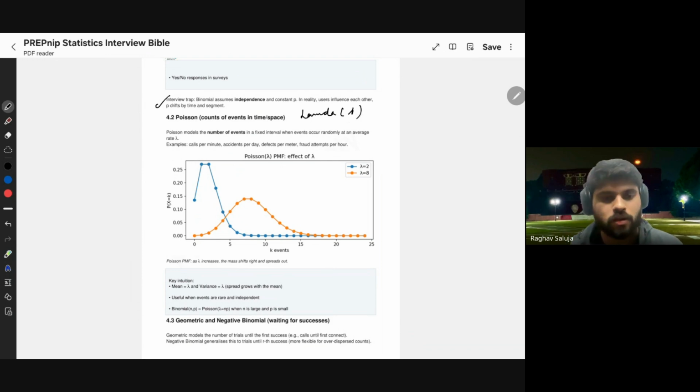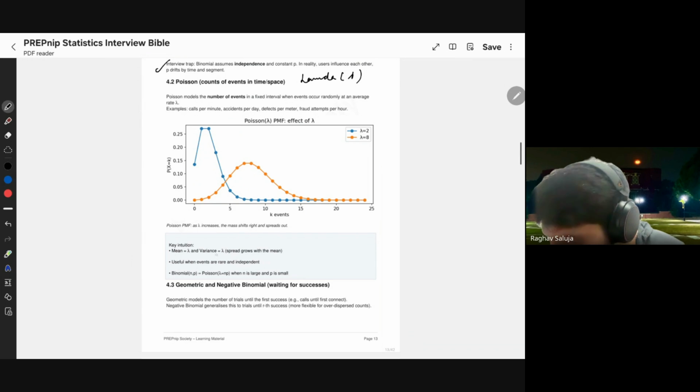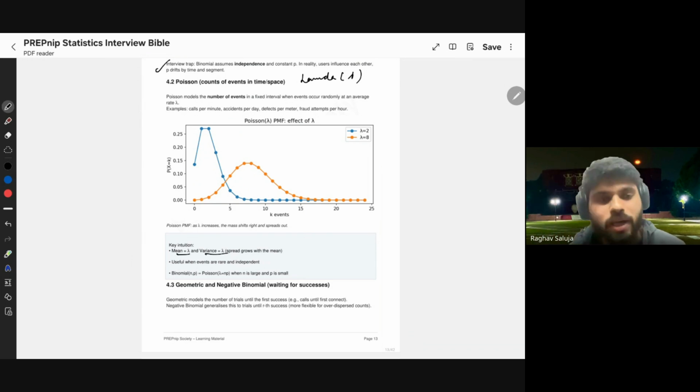Okay. Look at the text here. Mean equal to lambda, variance equal to lambda. This is the fingerprint of Poisson. Literally, this is the fingerprint of Poisson. Why? It means as the rate gets higher, the spread gets wider naturally.